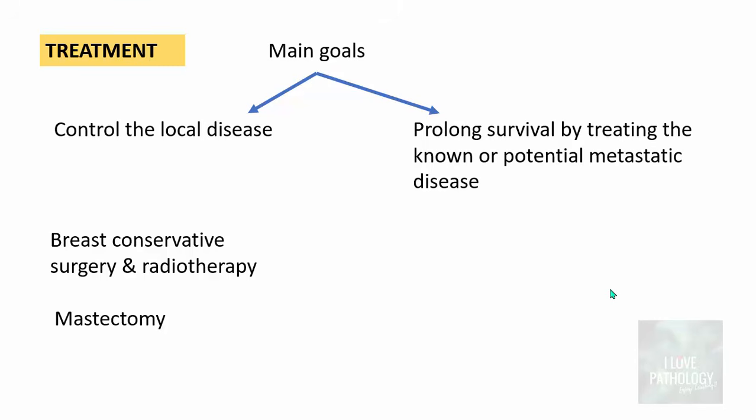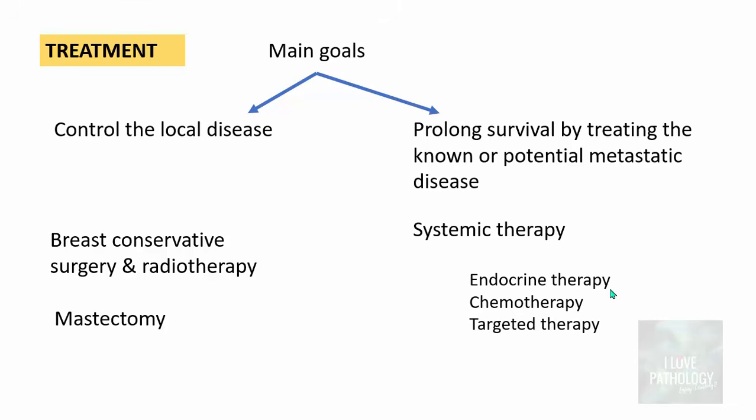How do you prolong survival by treating the known or potential metastatic disease? Just by systemic therapy. What do you mean by systemic therapy? You give endocrine therapy in the form of hormonal treatment like anti-estrogens, chemotherapy if they are not hormonally responsive, and targeted therapy. For example, if you know that these are HER2 positive, you can give anti-HER2 or Herceptin. So that's how targeted therapy is utilized in breast carcinomas. All these are treatment modalities for breast carcinomas.